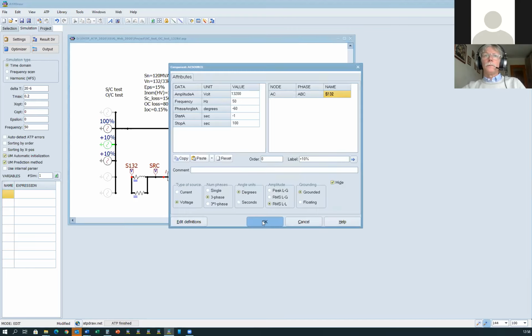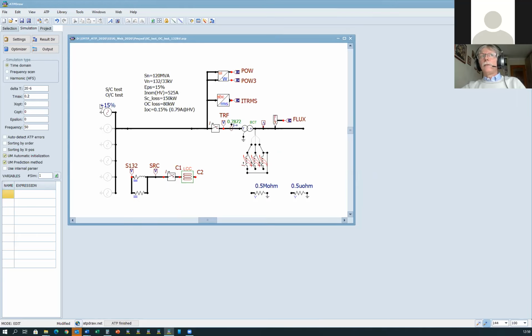Similarly, if you switch off this source and switch on this source. What is that? This source, the amplitude is 15%. 15% is the short circuit impedance. So now you excite this transformer with a 15% voltage. If you apply a short circuit at the secondary, now we are reproducing the short circuit test. What is the current we expect here? It is exactly the nominal current of the transformer. Nominal current at the high voltage side using this nameplate data is more than 500 amps.